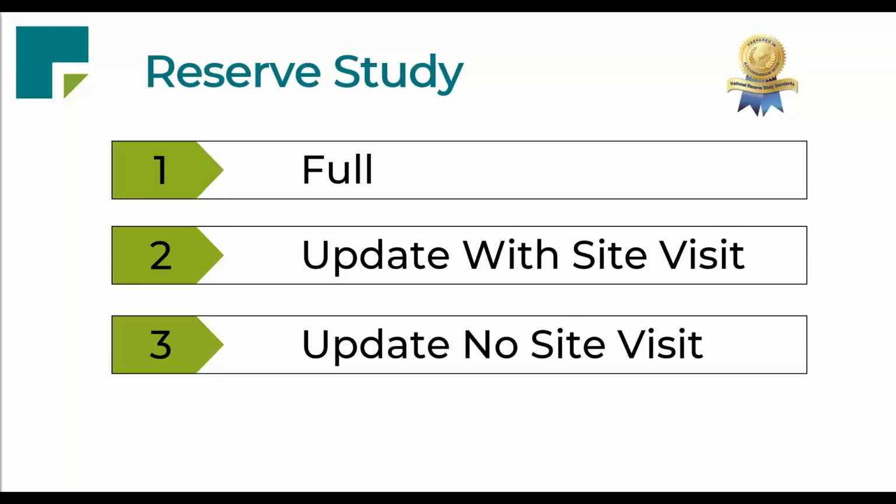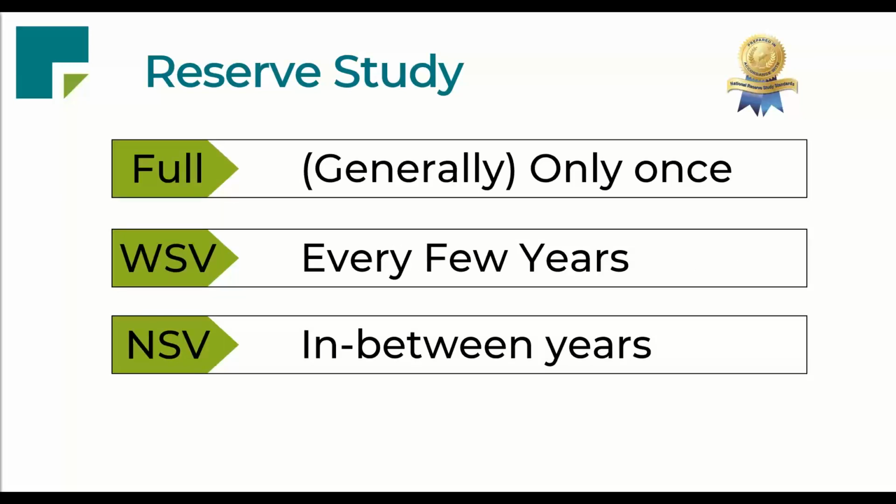And it starts by knowing what kind of reserve study you got to start with. There are three types: a full reserve study, an update with site visit, and an update no site visit. They work together because the full reserve study is generally only done once. Once we know how much roofing, how much asphalt, how much carpet you have, you don't need to ever hire us to remeasure that asset. So after you do the full reserve study, most associations then alternate between their with site visit update and the no site visit update, doing the with site visit every few years and the no site visit in those in between years.